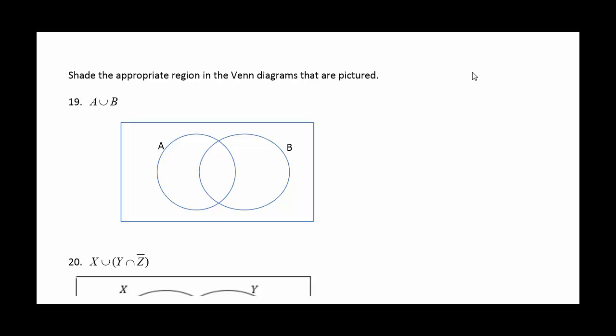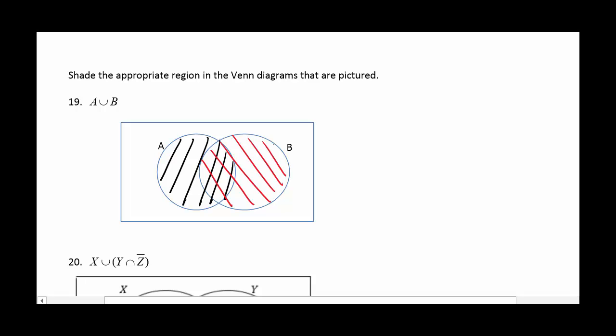We're going to shade some Venn diagrams. Again, the goal here is to just understand what on earth all these symbols mean. So this is A union B. The shade of that would be everything in A and everything in B. And so it's just the two circles. So I feel like I should have a crayon or something. So it's all the blue stuff.